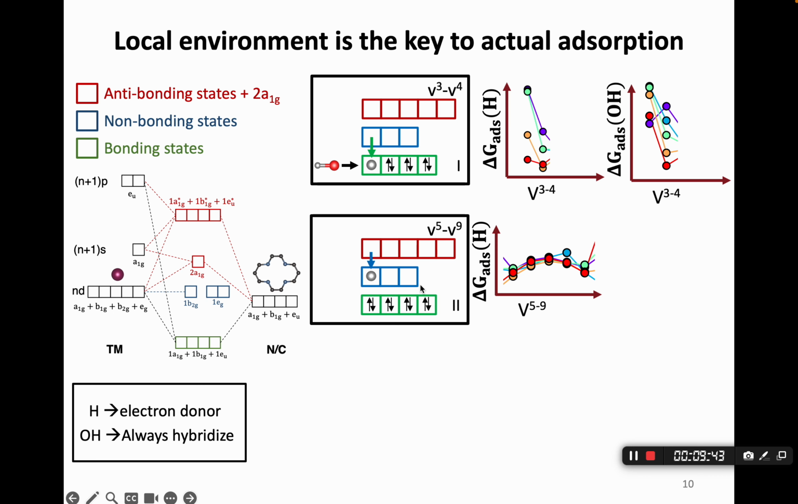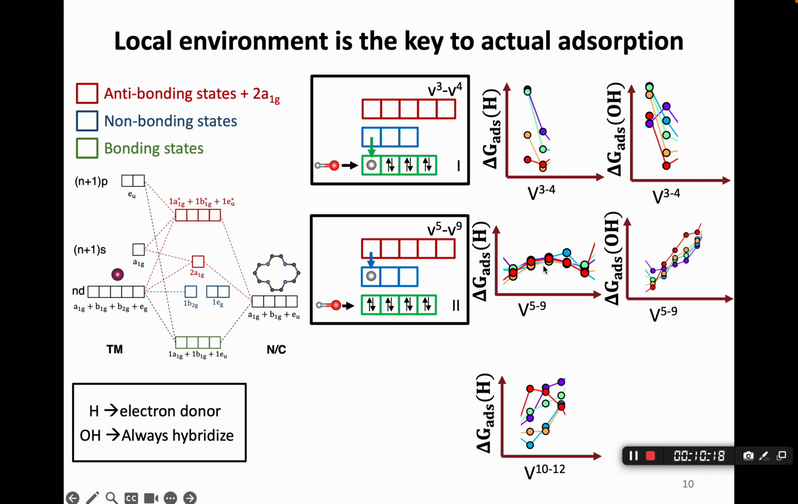Okay, so those states are dictated by the metal itself rather than the hybridization. Because of that, if you calculate the hydrogen absorption energy, it's irrelevant to the local coordination environment. Different colors here tell you different local coordination environments. You can have 4 carbon, 3 carbon, 1 carbon, and the rest of them will be nitrogen. But if you have a hydroxide, it still prefers to hybridize with the bonding state. As a result, the energy difference will still be very different across different local environments.